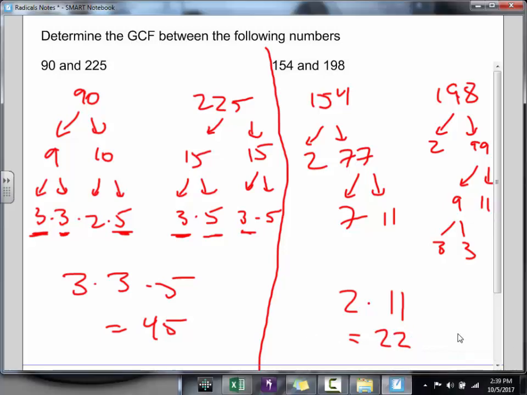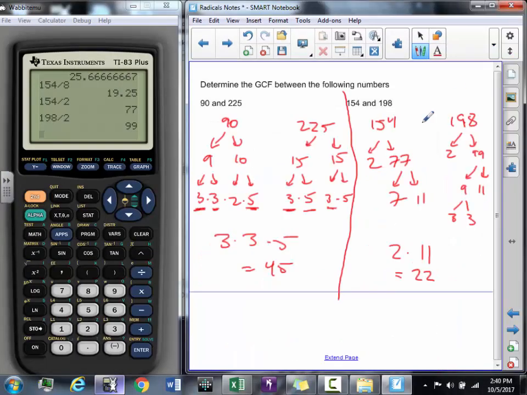And here's an easy way to double check. I just want to make sure you guys aren't adding, because kids often add rather than multiply. So then double check. Does 154 actually divide by 22? Okay. And does 198 actually divide by 22? Okay. You guys feel like you can do that?